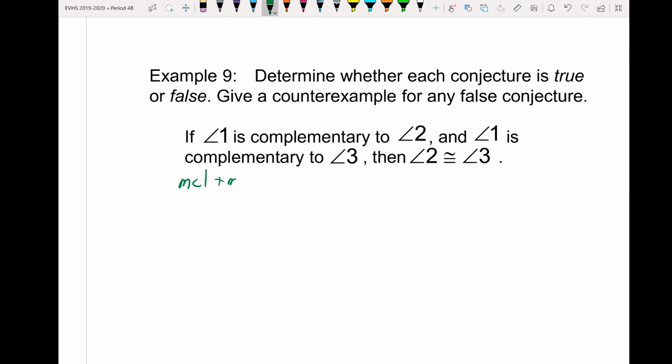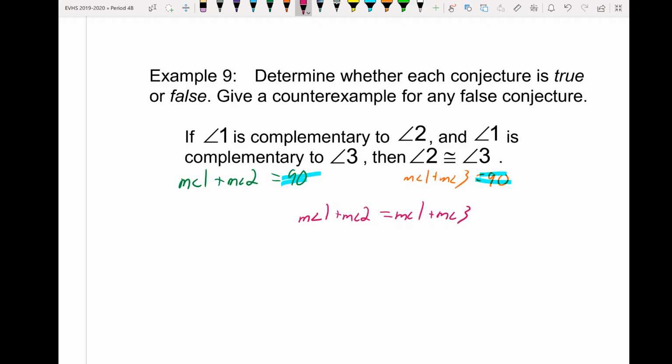Measure of angle 1 plus the measure of angle 2 equals 90, right? Now, we also know that the measure of angle 1 plus the measure of angle 3 is equal to 90. That comes from the second half of that, right? Now, since they both equal 90, doesn't that mean that measure of angle 1 plus measure of angle 2 must equal measure of angle 1 plus measure of angle 3? So I'm going to set those equal to each other. Measure of angle 1 plus measure of angle 2 equals measure of angle 1 plus measure of angle 3. Y'all with me so far?